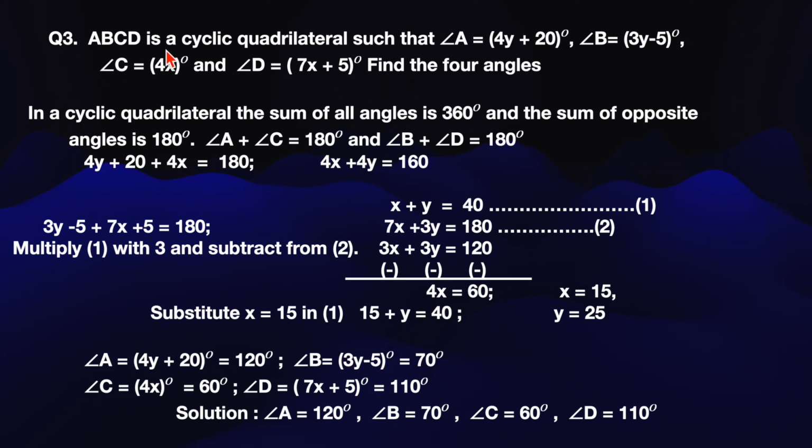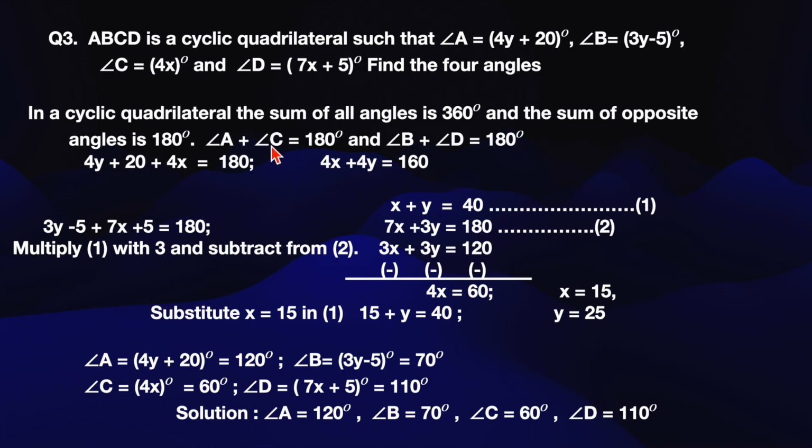Question 3. ABCD is a cyclic quadrilateral such that angle A is 4y plus 20 degree, B is 3y minus 5 degree, C is 4x degree, D is 7x plus 5. Find the 4 angles. Okay, so in a cyclic quadrilateral we know that the sum of all 4 angles is 360, or the sum of the opposite angles is 180. So here in this sum, angle A plus angle C is equal to 180, and angle B and angle D, which are opposite angles, will be 180.